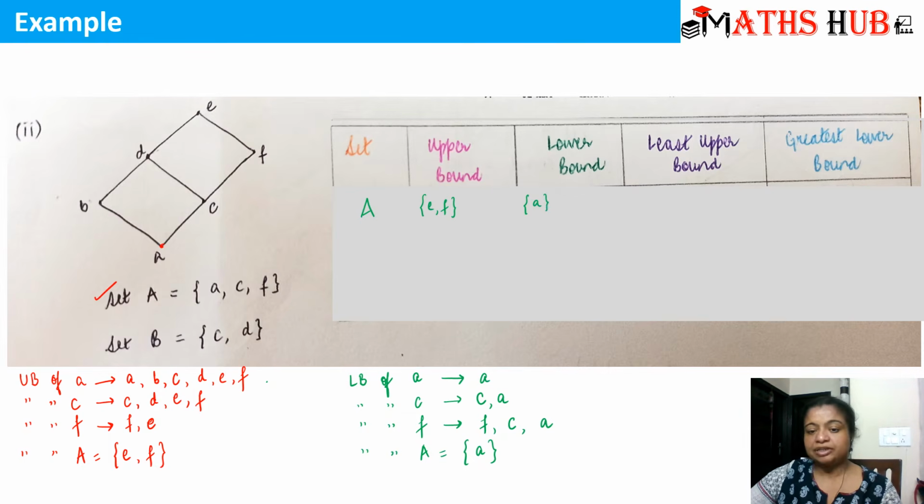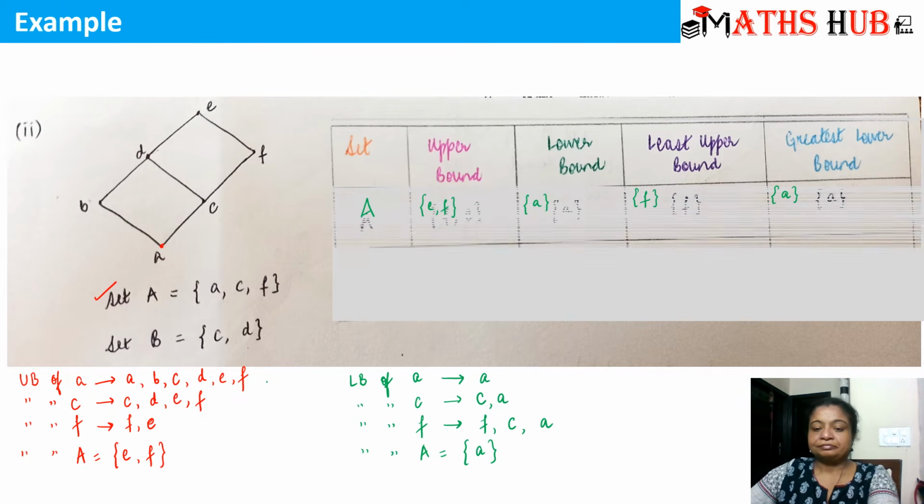Now let's talk about the least upper bound. In the upper bounds we have 2 elements, E and F. So which is the least among them? It is F, right? And then the greatest lower bound: since the lower bound set contains only 1 element, that element itself will serve as the greatest lower bound, right?